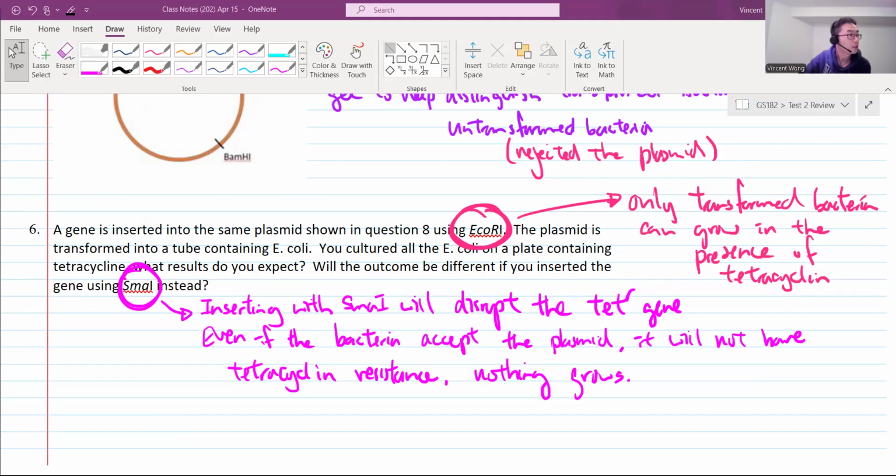So on Luminate, in the test 2 folder, there is the concept check answer. Okay, it's visible to you guys now. It wasn't visible before. Okay, what else do we have here?